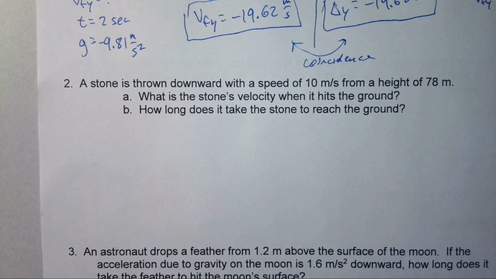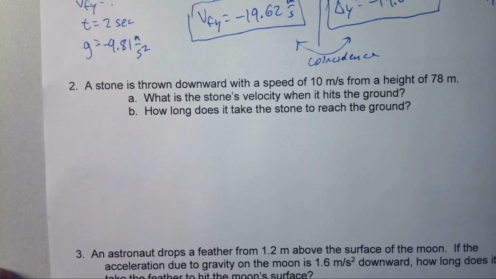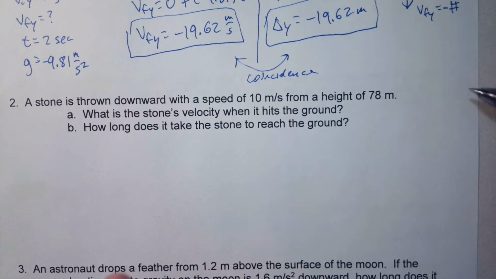And once again, if you're just a number hunter and you're scanning through here, you may say 10 and 78 and think, oh, I know what's going on here. But there's a lot of context here. So let's go ahead and read through it here. A stone is thrown downward with a speed of 10 meters per second from a height of 78. What is the stone's velocity when it hits the ground, and how long does it take the stone to reach the ground? So here's an important lesson.